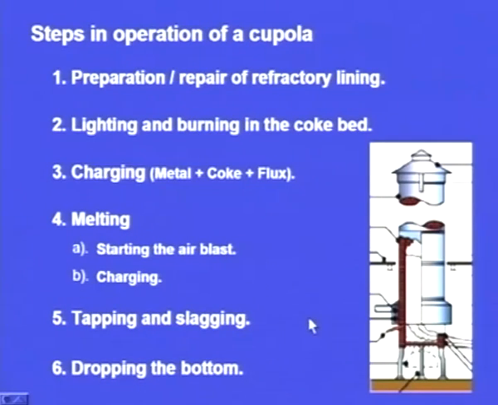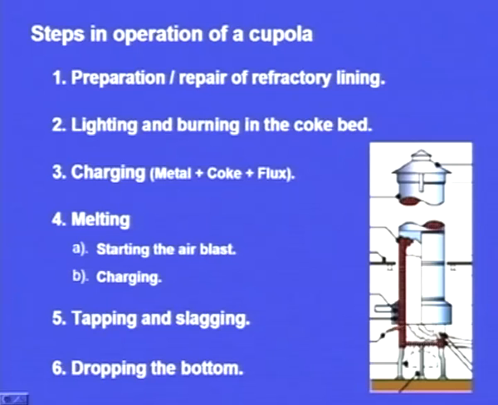And after the combustion is over, after we tap the molten metal, if we do not need any molten metal, then we have to shut it down. Here there are doors. If we open these doors, whatever is inside will be falling down. The sand bed, the coke bed, everything, the ashes, everything will be falling down. With that, the operation will be closing. So these are the steps involved in the operation of a cupola.